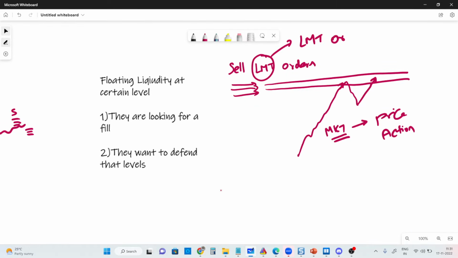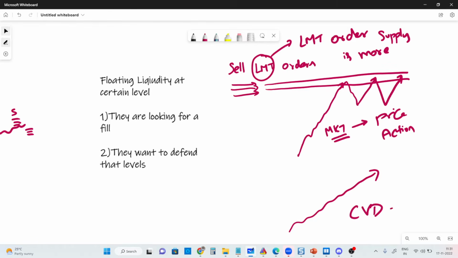I'm not talking about supply and demand. Remember here, limit order supply is more than the aggressive market orders. That's what we call limit order supply is more. In that case, the buyers will keep on showing up, and my cumulative delta will keep on increasing. My CVD, cumulative volume delta. CVD means cumulative volume delta. Cumulative delta will keep on increasing because buyers are showing up, but markets will go sideways.